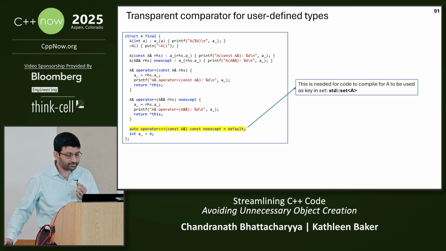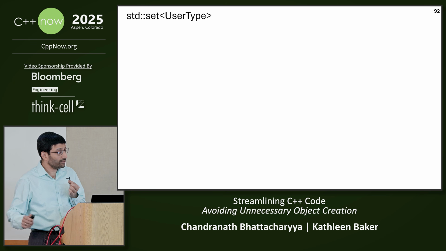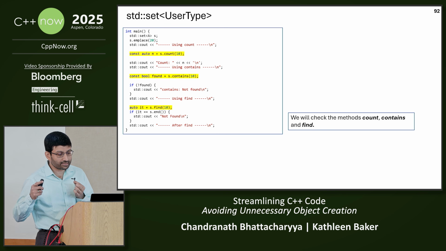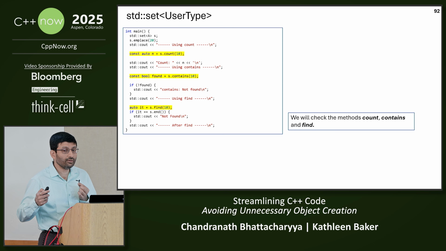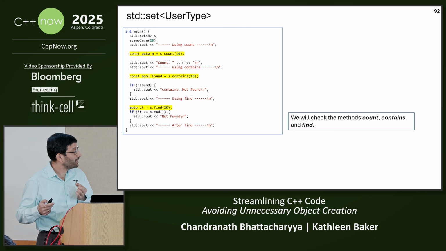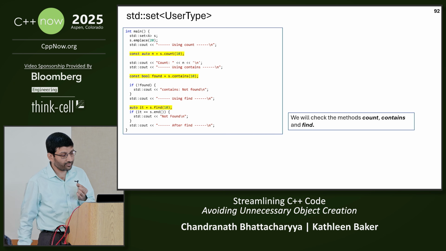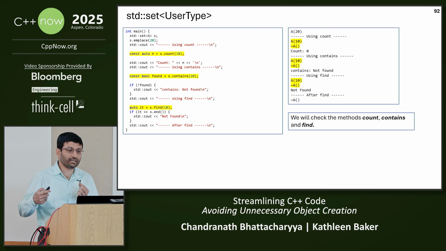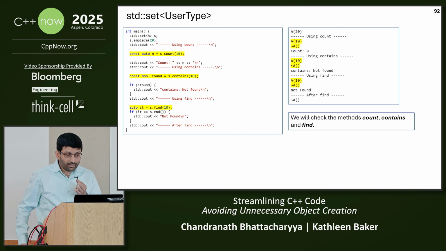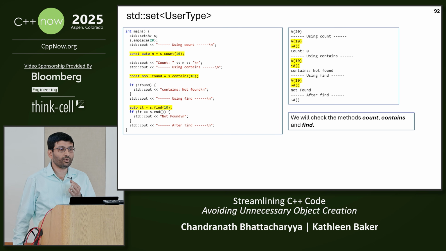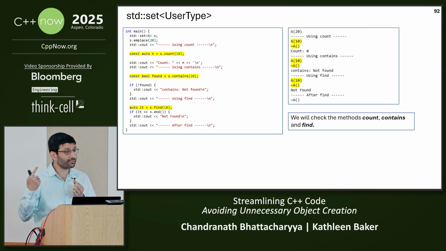Okay, so with that said, let's move on to our first type, std::set. Here we are creating a std::set, and we'll again only consider count, contains, and find. We're creating a std::set of A, inserting 20 into it, and then calling count, contains, and find with 10, which is not an A. And as expected, we are seeing that a temporary is getting created over there. So what do we do? I think the most logical thing next is to add the second parameter to that set, right? What will the second parameter be?